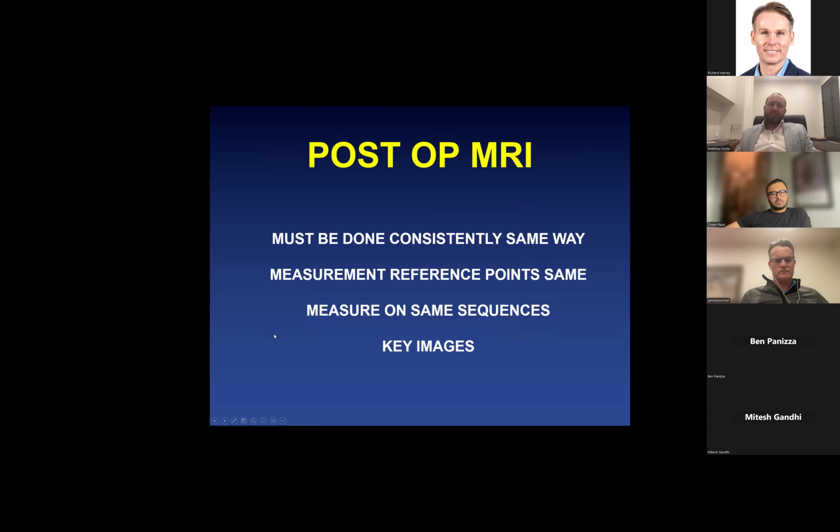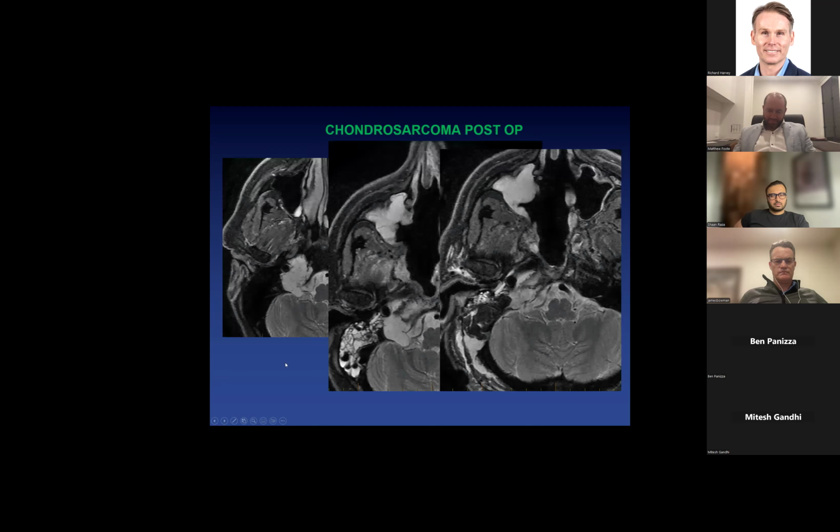So post-op MRI, this is my second bugbear. You've got to do them using the same sequences that you did before. You've got to have the same measurement reference points to get accurate dimensions, and you've got to use the same sequences that you're using your measurement on. This means that you must provide key images for the next radiologist to look at and work out how you measured this.